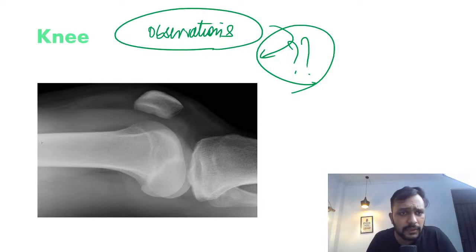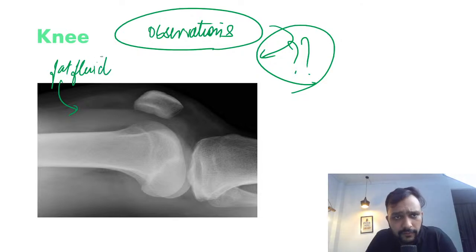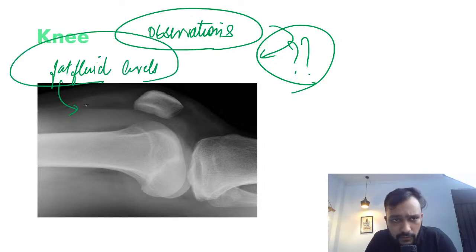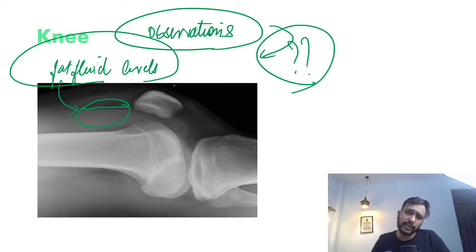So guys, I will tell you. Okay, so guys, there are basically fat fluid levels that can be seen in this image. So this is your fat that is lying above the blood. Okay, so fat fluid levels can be seen in the knee joint.